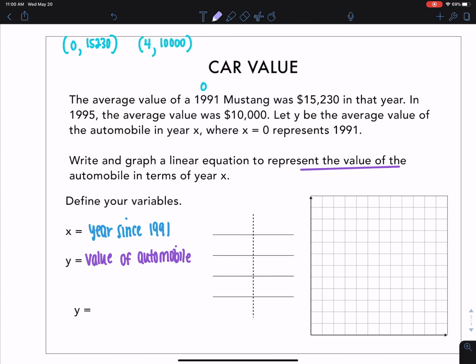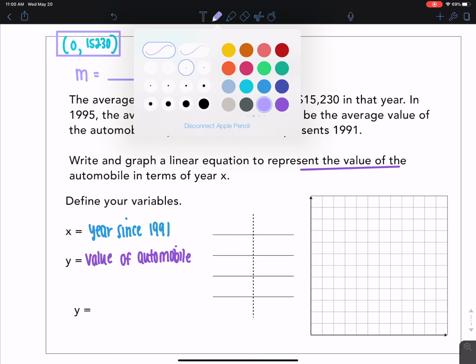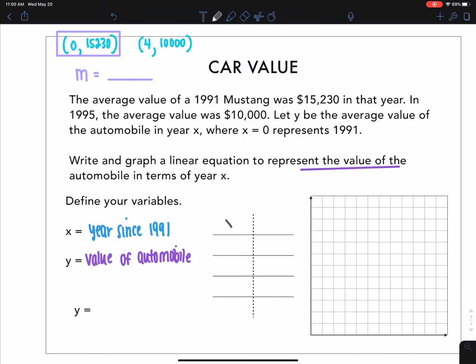So we have to first find the slope. So figure out what that's going to be. And then you actually have your y-intercept right here. So your y-intercept is the starting value, which is 15,230. So once you have that, you can figure out some x's and y's. So we have 0 and we have 4. So why not do 2 as well? And again, we know this is 15,230. And then for 4, we have 10,000.